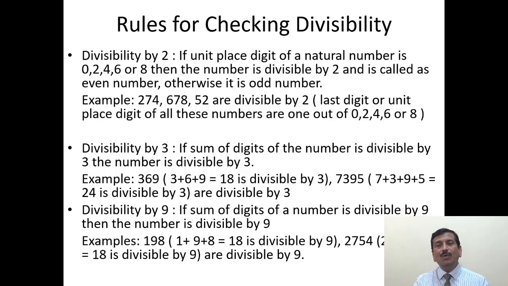Let's see the rule for divisibility by 3. If the sum of the digits of the number is divisible by 3, then the entire number is divisible by 3. Let's take an example.